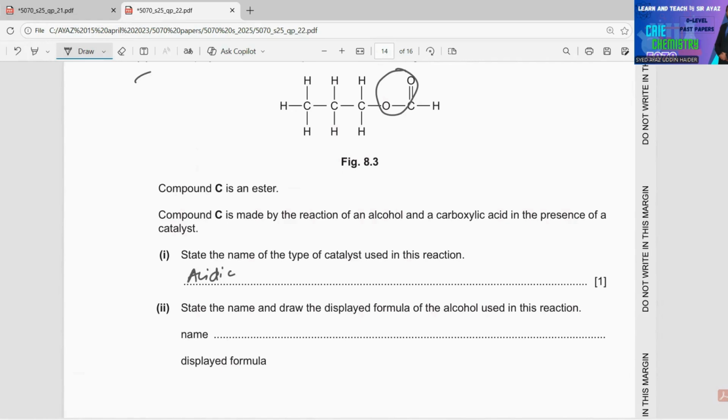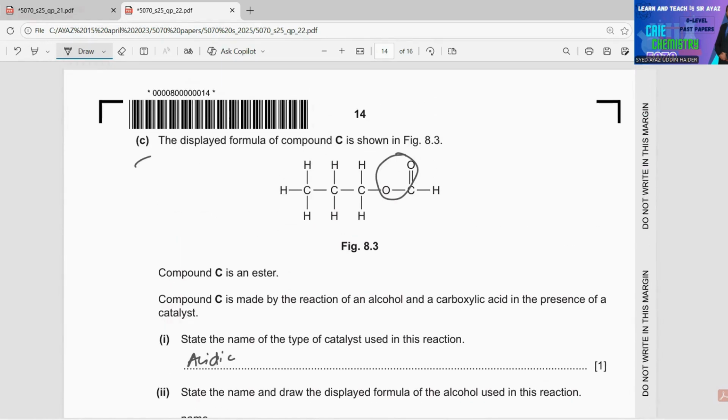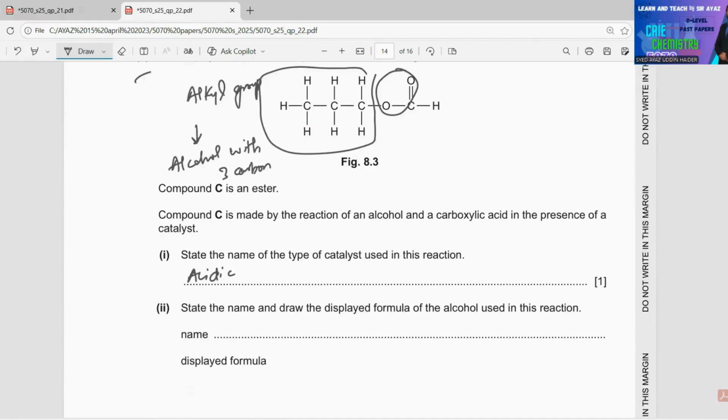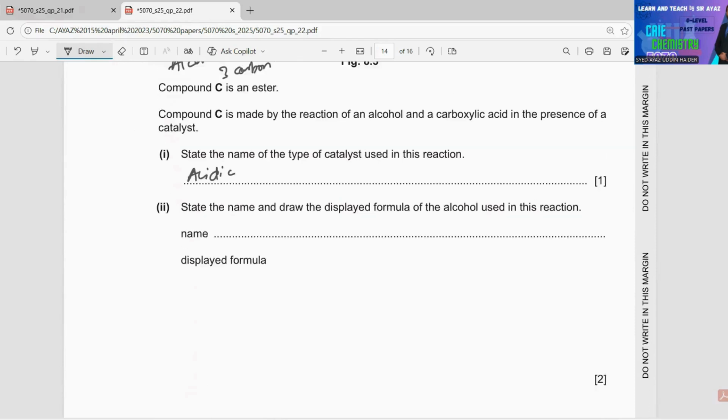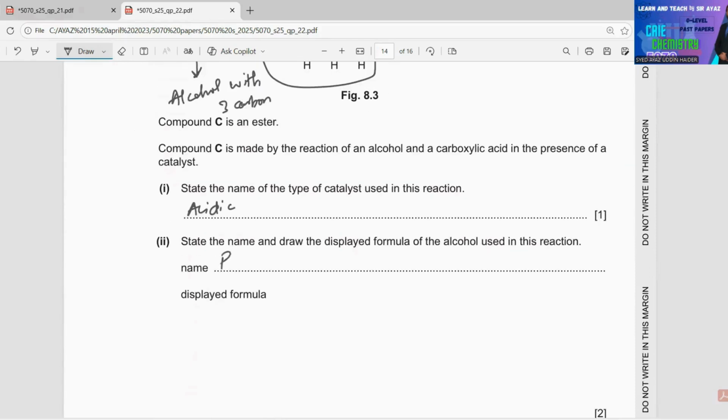2, state the name and draw the displayed formula of the alcohol used in this reaction. If you look at this carefully, it must have this alkyl group coming from the alcohol. So we must have an alcohol with 3 carbons. So it must be propanol. You have to mention the position of OH in propanol because there are 3 carbon atoms. So you'll write propan-1-ol. Now I need to draw the displayed formula of propan-1-ol.